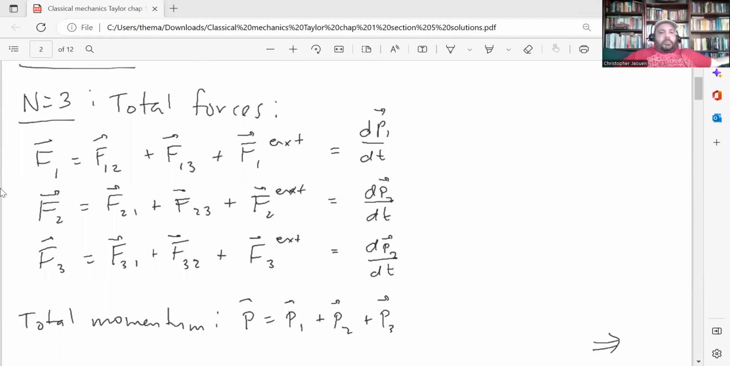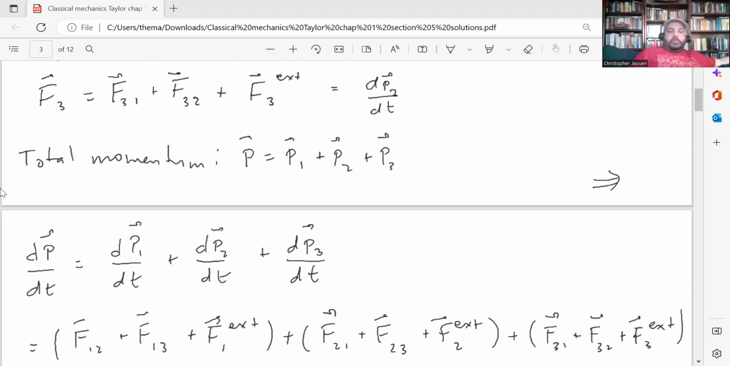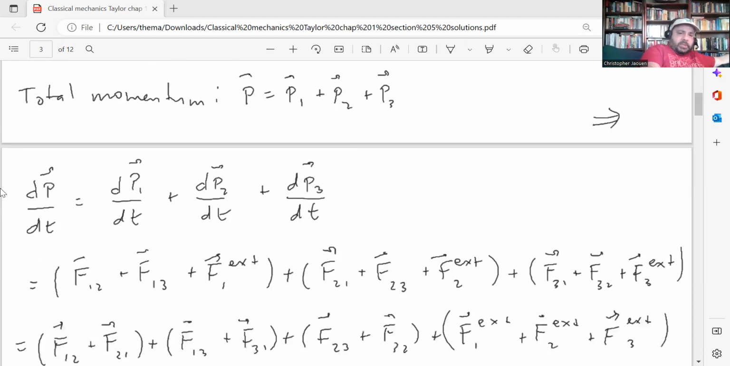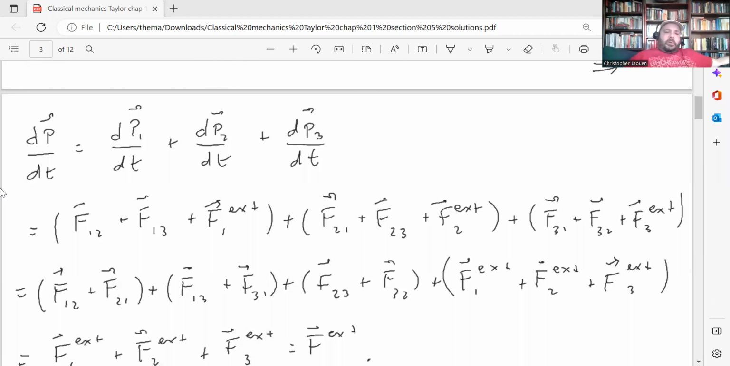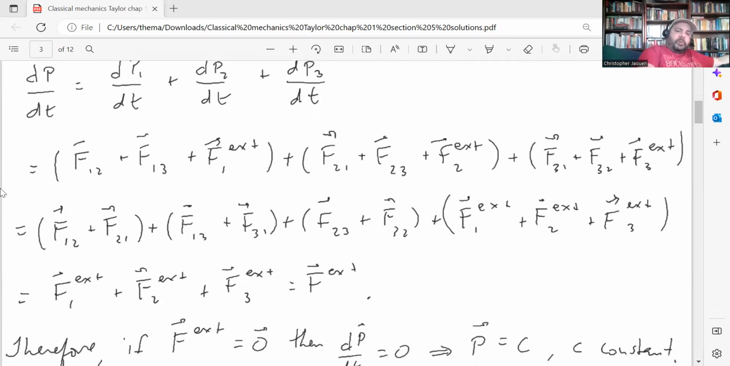For a 3-particle system, the total forces on the 3 particles are written here. The total force on particle 1 is F1, which is given by F12 plus F13 plus the external force F1ext. And that's the same thing as the time derivative of its momentum, and the same for the other 2 particles. The total momentum of the 3-particle system is the sum of the 3 momenta, P1 plus P2 plus P3 gives you P. If you take the time derivative of that, you get the sum of the time derivatives of each individual particle, which I have written out here in terms of the forces.